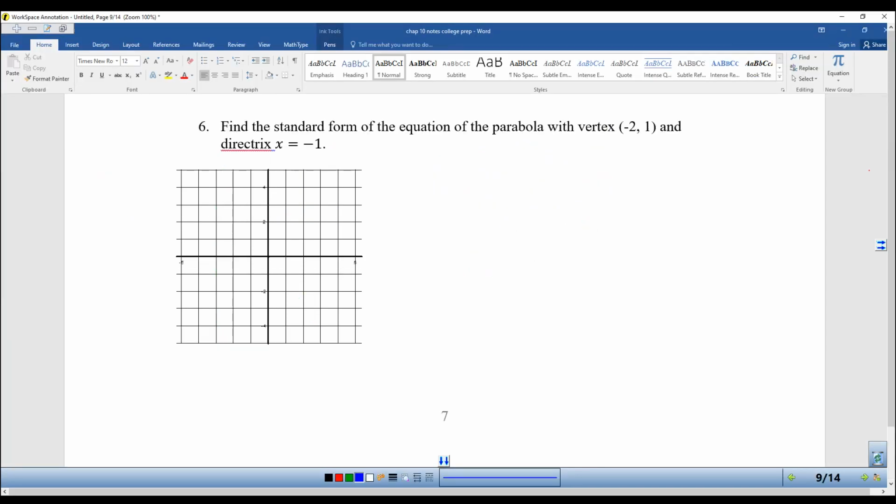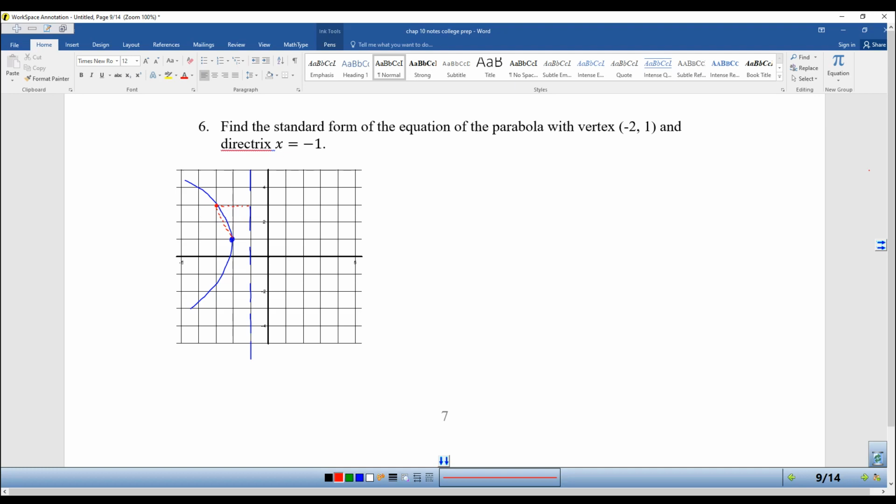Number 6, find the standard form of the equation of the parabola with vertex negative 2, 1, and directrix x is equal to negative 1. Again, that's a vertical line at negative 1. And since the parabola always goes away from the directrix, again, if you're ever having trouble, just try and imagine a person standing here. For them to walk to the wall or for them to walk to the vertex should be the same.